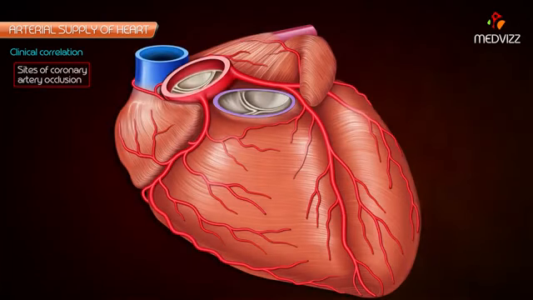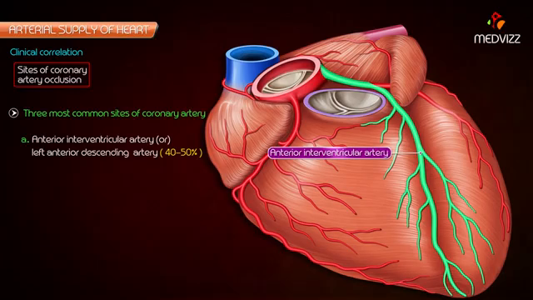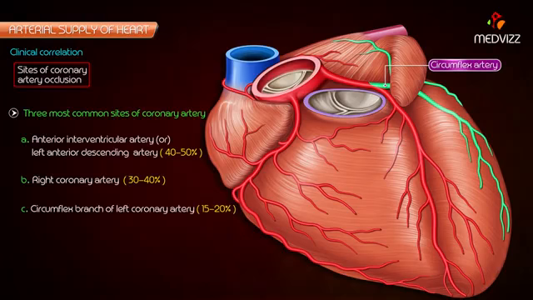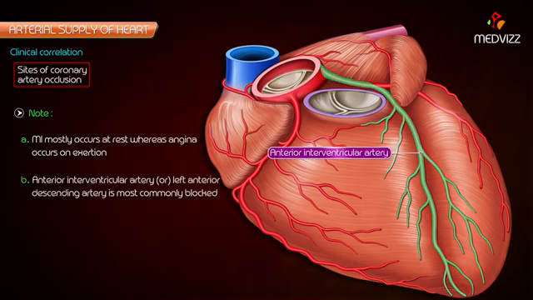Sites of coronary artery occlusion. The three most common sites of the coronary artery occlusion are as under: anterior interventricular artery or left anterior descending artery is 40 to 50%, right coronary artery is 30 to 40%, circumflex branch of the left coronary artery is 15 to 20%. An important point to be noted here is that myocardial infarction mostly occurs at rest, whereas angina occurs on exertion. Anterior interventricular artery or left anterior descending artery is most commonly blocked.